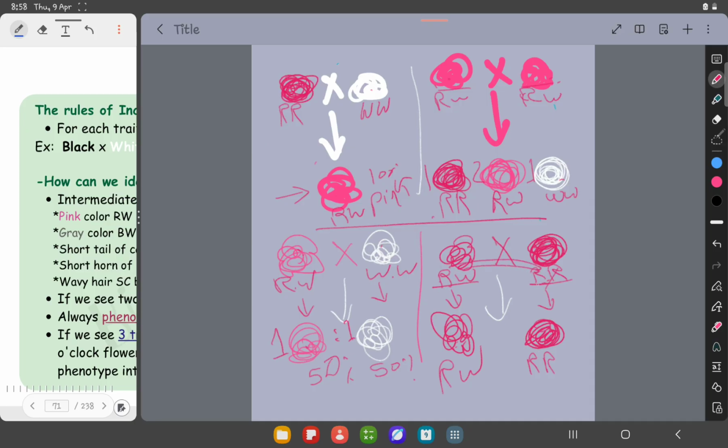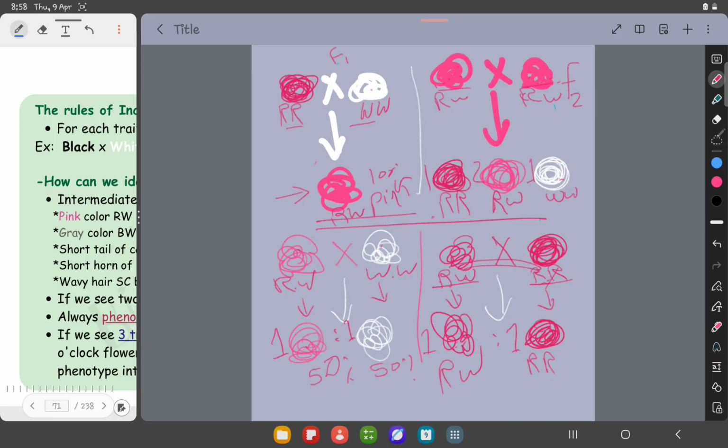We have RR and RW. So the RR will be red and the RW is pink. So half of it will be pink and half of it will be red. Whenever you cross red with white, this is like the F1 generation of Mendel, because homo with homo, the result is all hetero, 100% heterozygous.